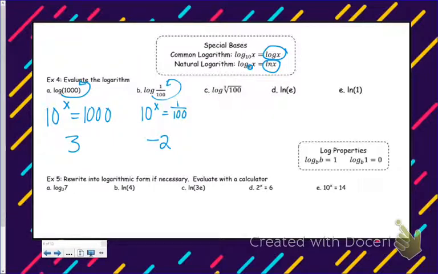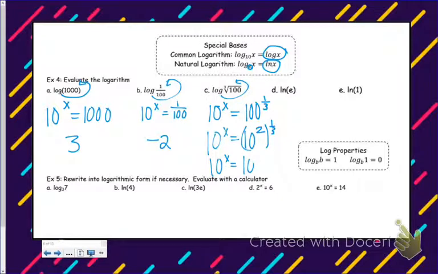Right? Then looking at this one, this is 10 to the x is equal to the cube root of 100. So I'm going to rewrite this. The cube root of 100 is 100 to the 1/3 power. So then this, I'm going to rewrite this as 10 squared to the 1/3 power. So 10 to the x is going to be 10 to the 2/3. So my exponent here then would be 2/3.